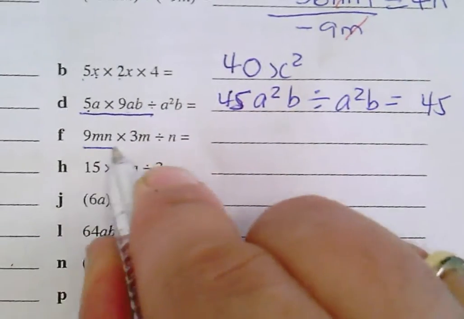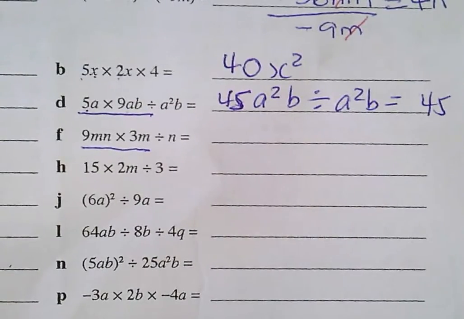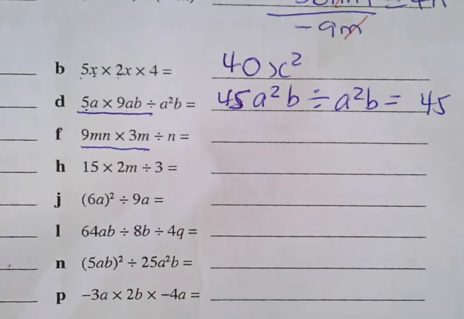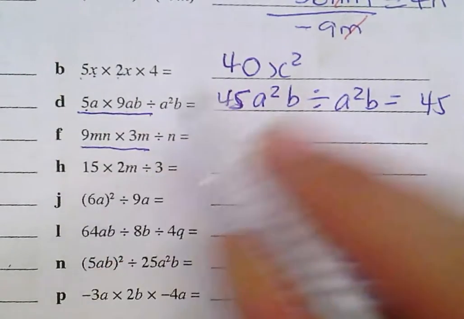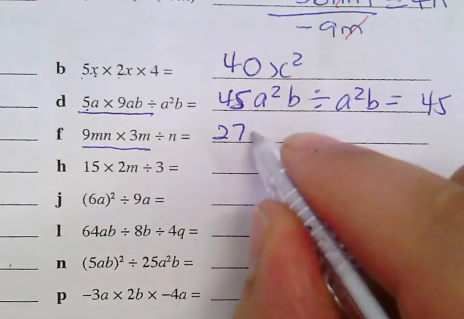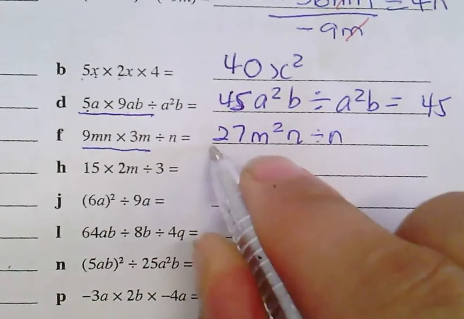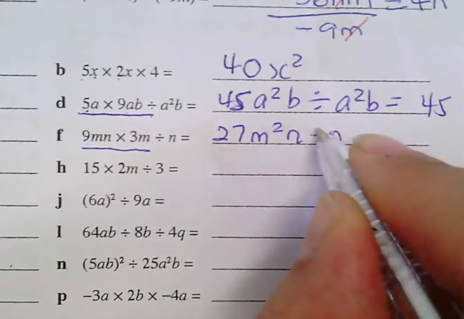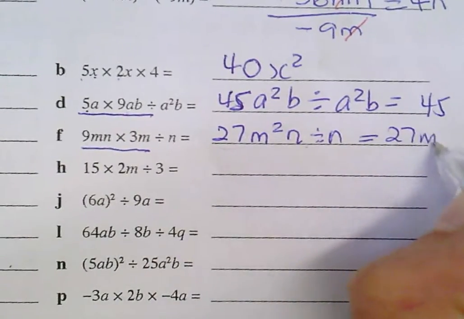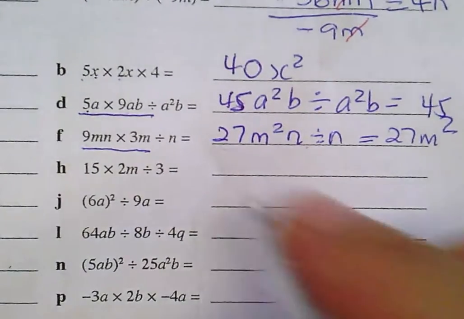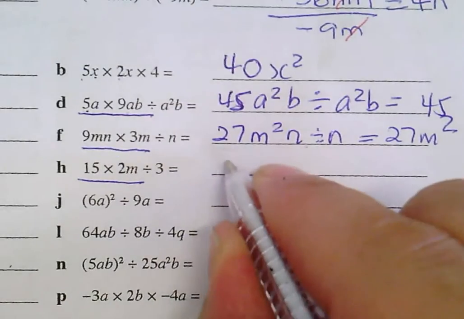All right, the next one, you should do the times first because it's in order. Whenever you've got multiplication and division, you must work in order. What's 9mn times 3m? 27m squared n, divided by n means I'm going to put it over n. 27m squared. Good. Because when I put it over, the n's cancel. Does that make sense? The next one, do the times first. What have you got?